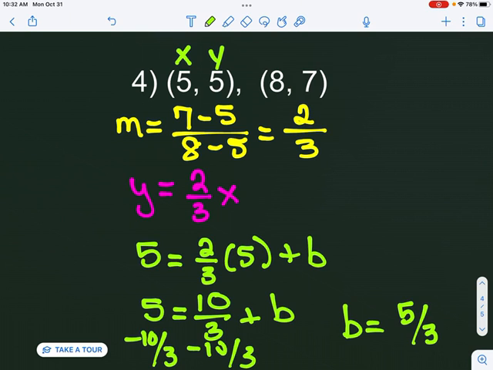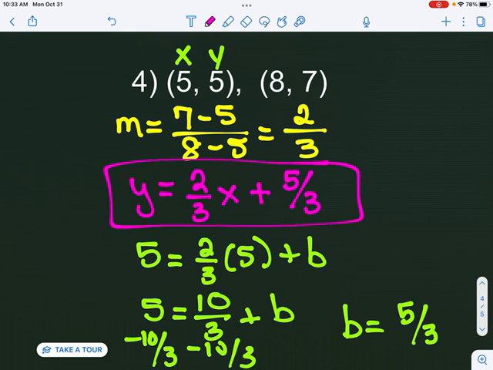If you want to do it by hand, you would find a common denominator, which would be 3, and it would be 15/3 minus 10/3. So we take that b, we bring it back up, we write it into our equation, and there we are. And that's how we write an equation in slope-intercept form given two ordered pairs.